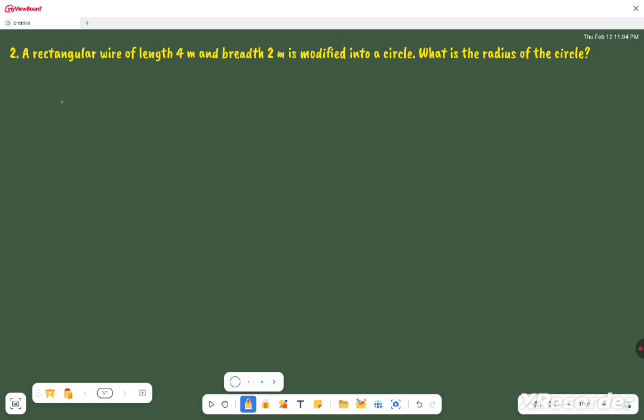Now here you need the imagination power. What is the question given here? A rectangular wire of length 4 meter and breadth 2 meter is modified into a circle. So there was a rectangular wire whose length and breadth are given, and this wire is bent into a circle. Now we have to find out the radius of the circle. Actually this rectangular wire is bent into a circle.